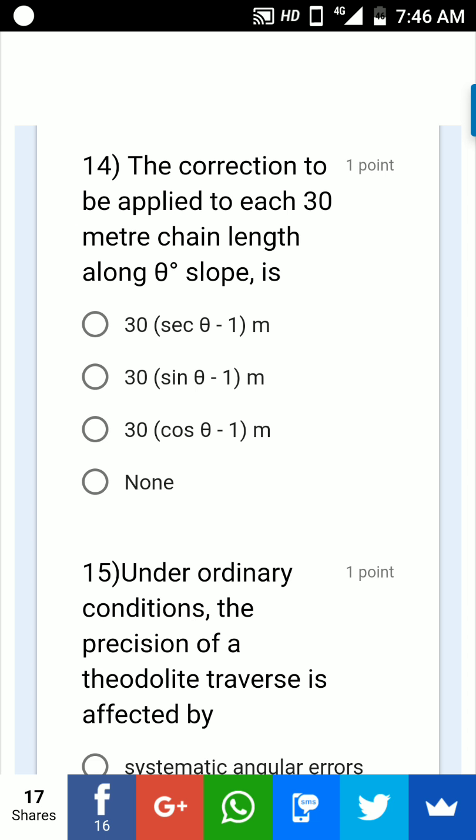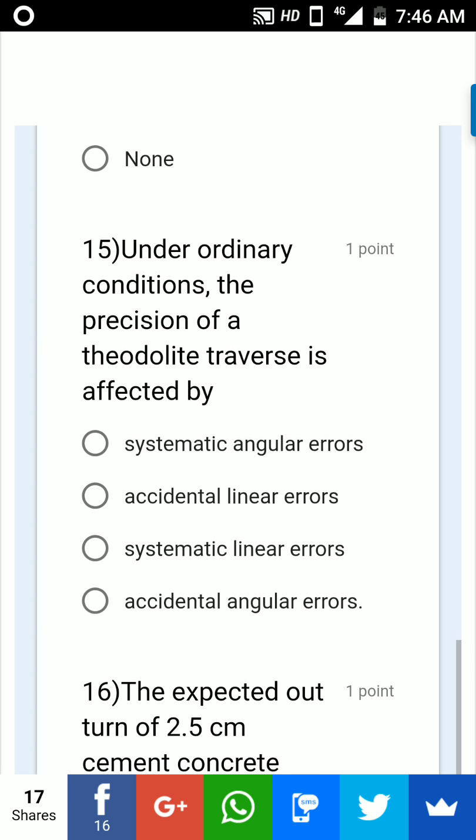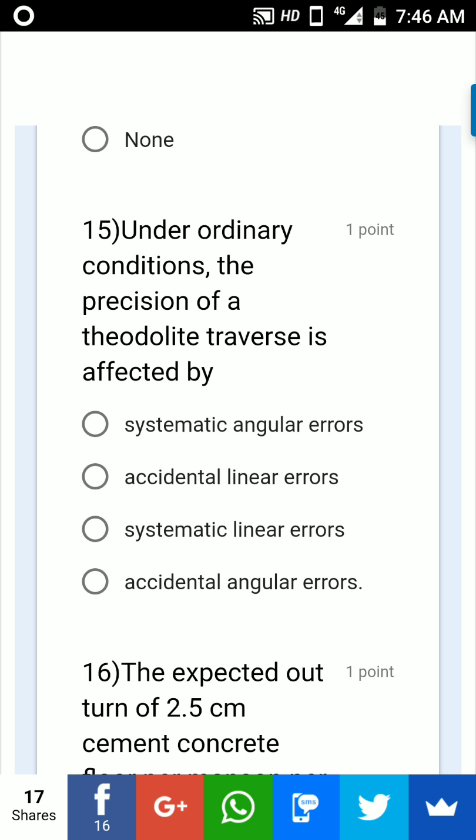The correction to be applied to each 30-meter chain length along the slope is under ordinary condition. The precision of a theodolite traverse is affected by systematic linear error.